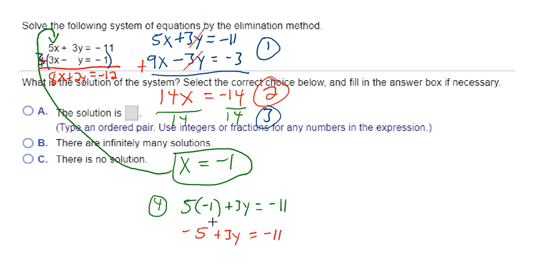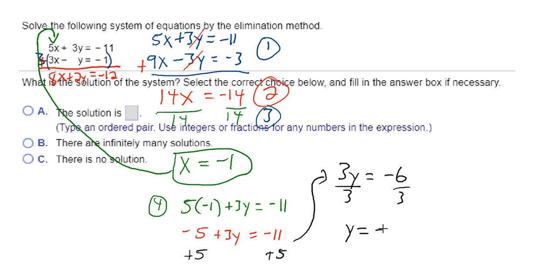All right, so we get 5 times negative 1, which is negative 5. And what I'm talking about is whether you do it by elimination or substitution, tends to be about the same amount of work either way. All right, add 5 to both sides, you get 3y is equal to negative 6. Divide by 3 on both sides, you get y is equal to negative 2. All right, so my final answer is going to be negative 1 comma negative 2.